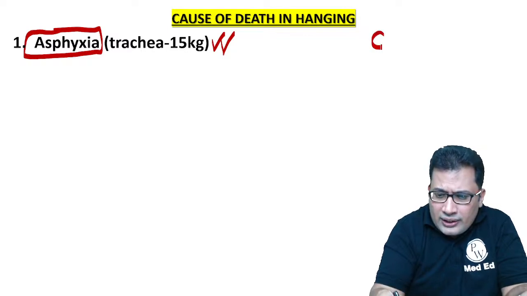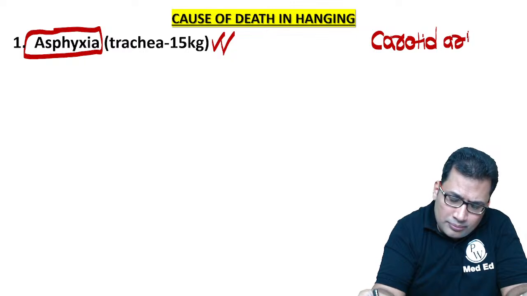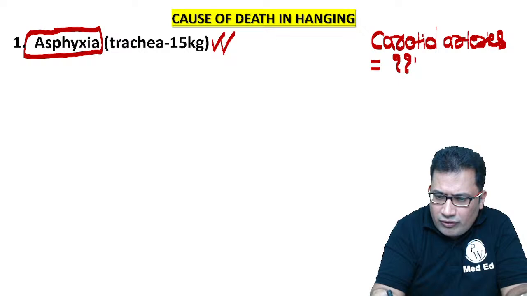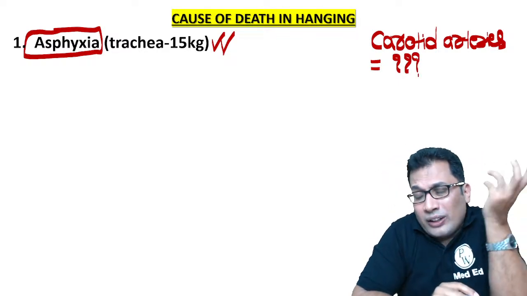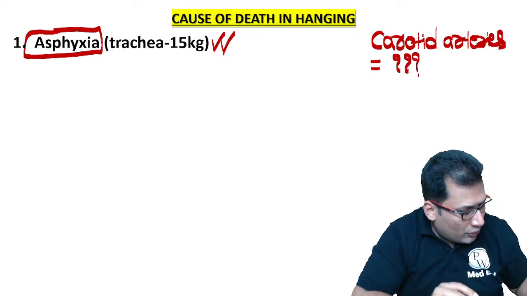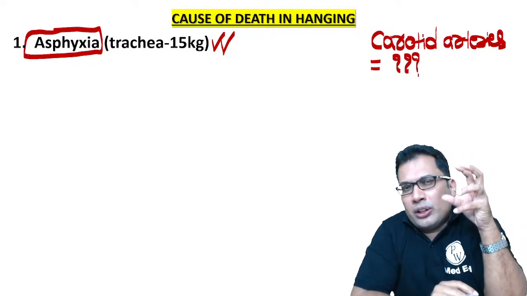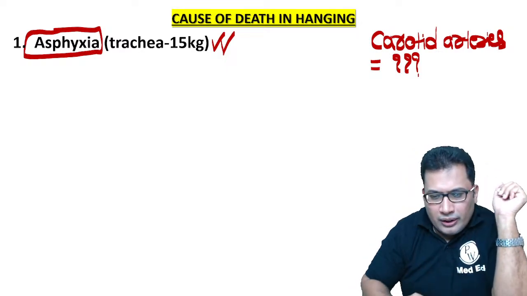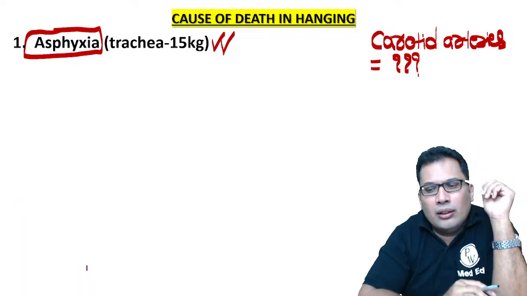Anybody, what is the weight required to occlude the carotid arteries, jugular veins, vertebral artery? Can anybody answer? Let's see who is going to answer this question. For occlusion of trachea, 15 kg. For the carotid artery, what is the weight required? This can be a Viva question, guys.